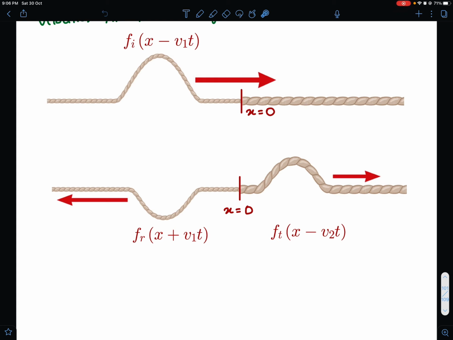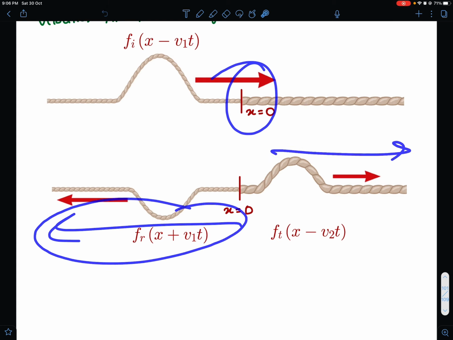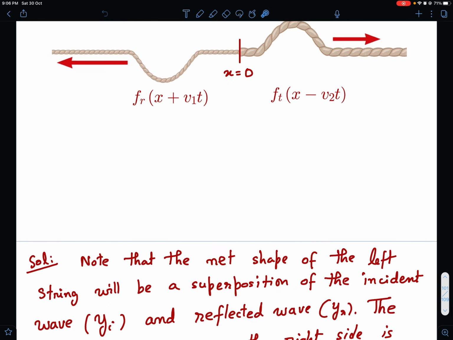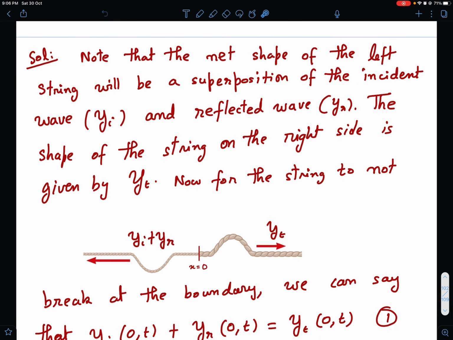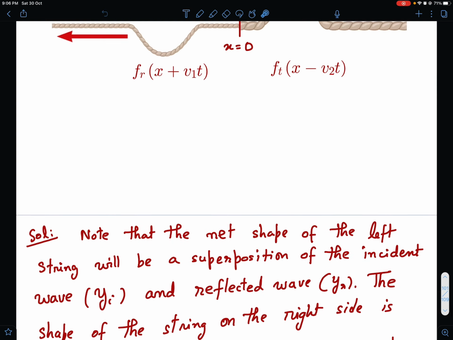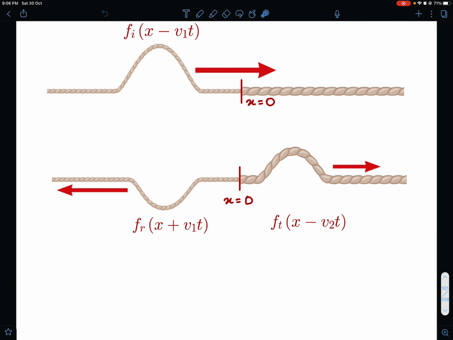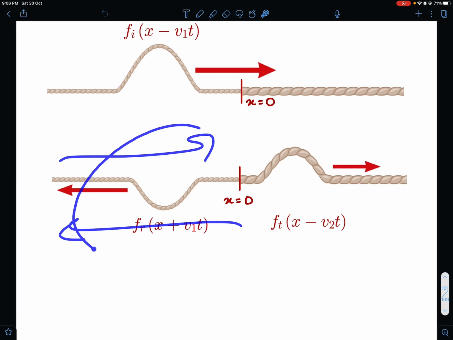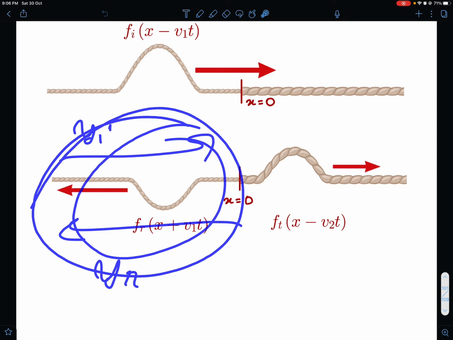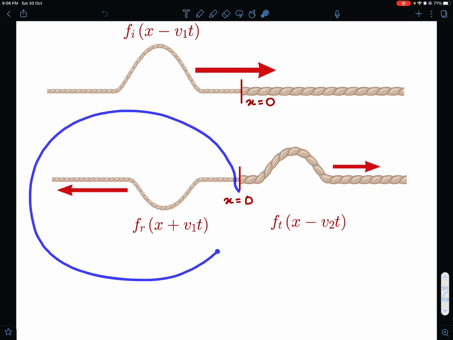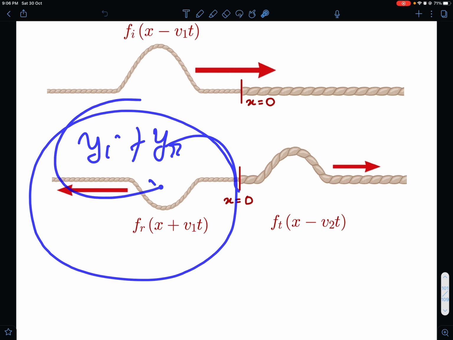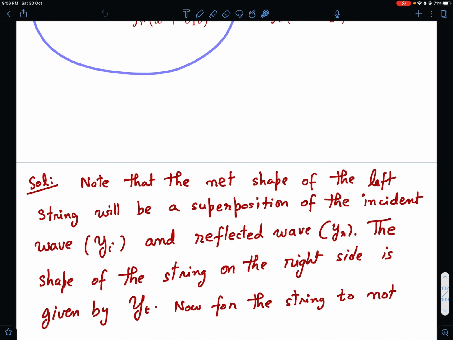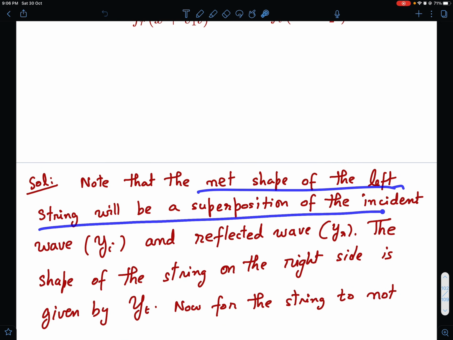Okay, so now just visually we can see. This is the incident wave coming here, and one wave is getting reflected and the other wave is getting transmitted, and I want to find out their equations. So there is some wave coming from here, and then there is some reflected wave going here. Here is y incident, here is y reflected. So what will be the net shape of the string in this region? To the left of this boundary, the net shape will be simply the superposition of the incident wave and the reflected wave. Okay, so that's what I have written.